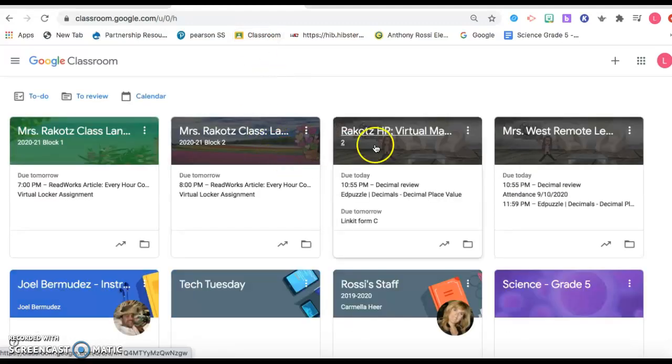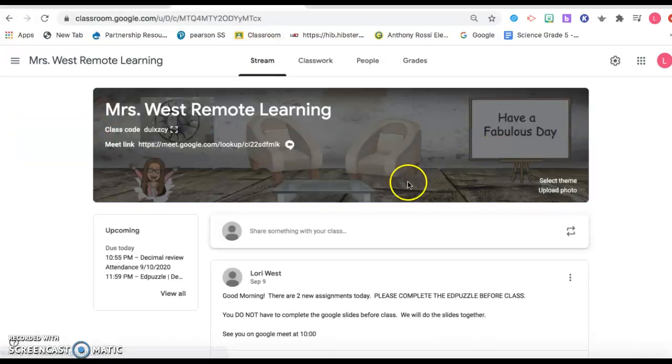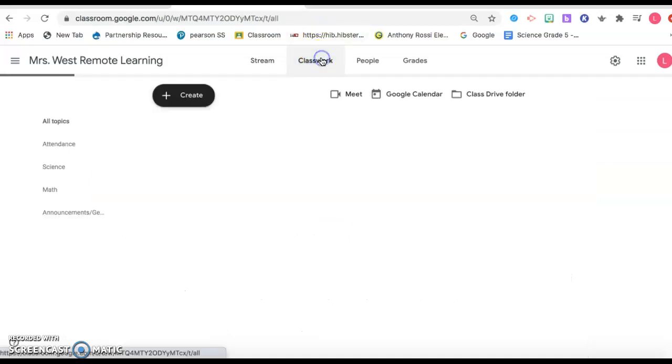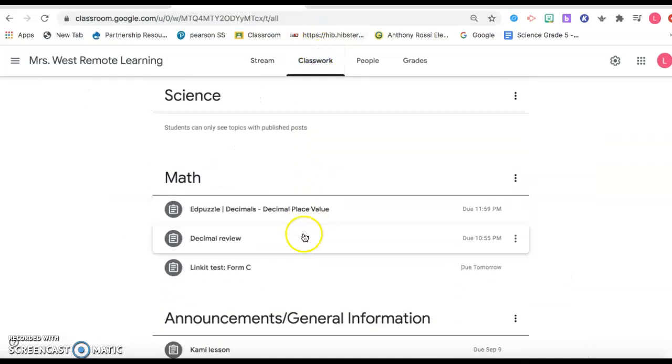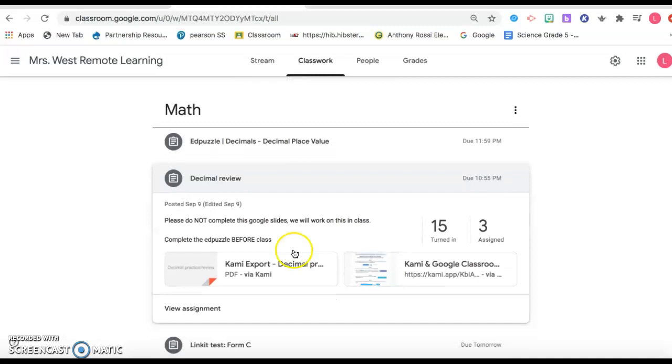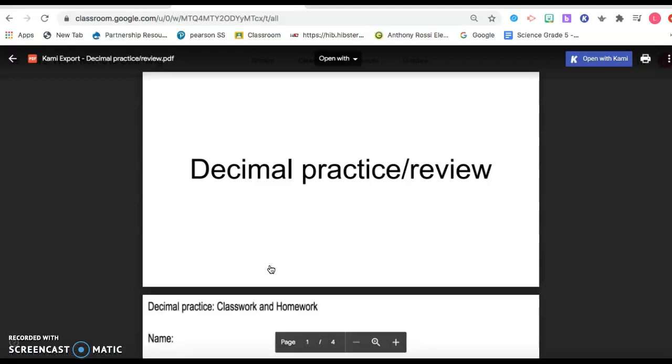Go over the lesson that I did live. You're going to go into your classroom, click on your classwork, scroll down to Decimal Review, and go here where it says Export, Kami Export. This will bring up your Google slide and you open with Kami.